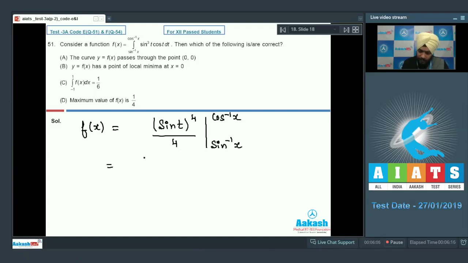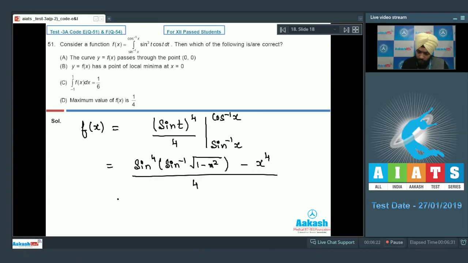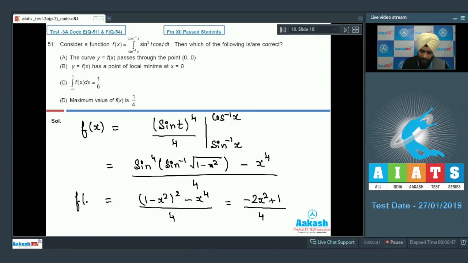If you put cos inverse x, that will be sine of sin inverse of root under 1 minus x square, whole raised to power 4, minus x raised to the power 4, upon 4. So that will be 1 minus x square, whole square under root raised to power 4 is whole square, minus x raised to power 4 upon 4. So this will give you minus x square by 2 plus 1 by 4. So f(x) is simply a quadratic polynomial.